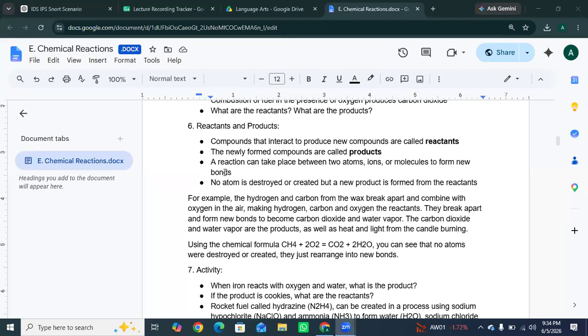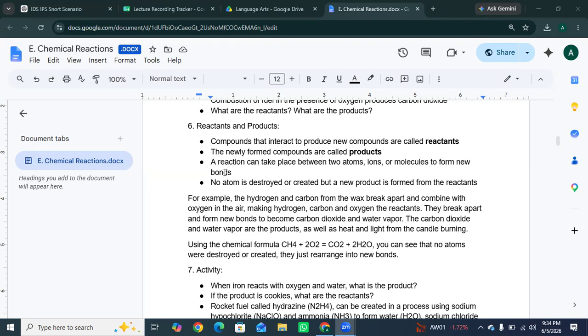So the next one is reactant and product, which I discussed in detail. Compounds that interact to produce new compounds are called reactants. The newly formed compounds are called products. A reaction can take place between two atoms, ions, or molecules to form new bonds. No atom is destroyed or created, but a new product is formed from the reactants.